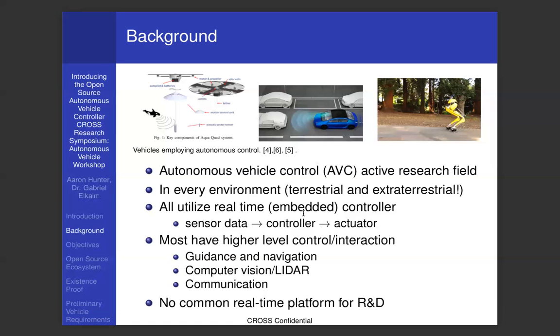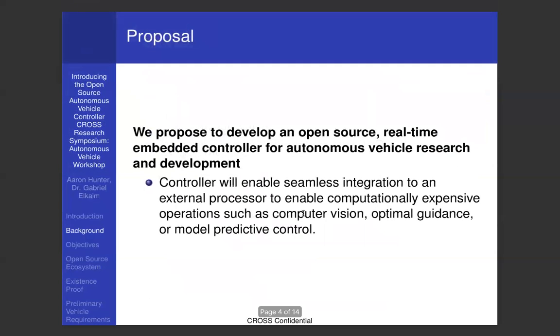So the proposal, therefore, is that we want to develop an open source, real-time embedded controller for autonomous vehicle research and development. And in particular, we want this controller to be vehicle agnostic. That is to say, we want it to be useful for a larger number of vehicles than just a single class of vehicle, like an automobile or a quadcopter, but one that can be applicable to almost any real-time autonomous vehicle.